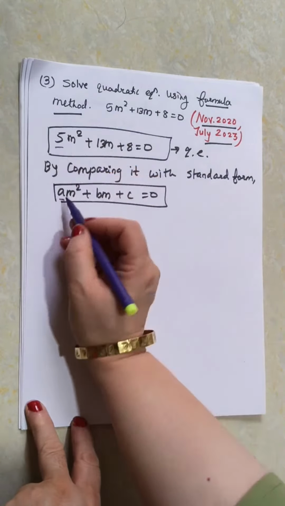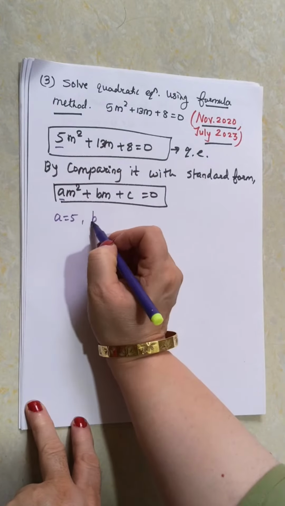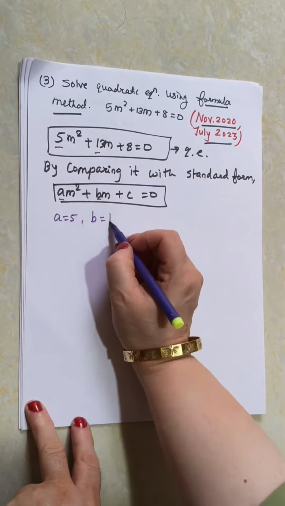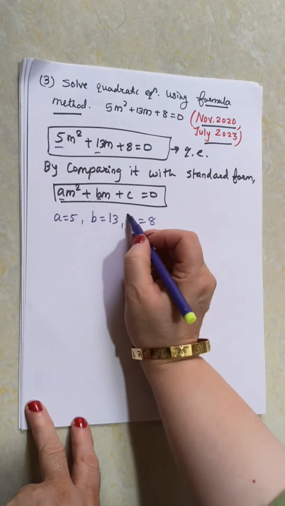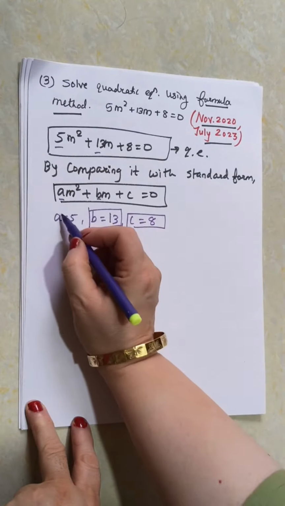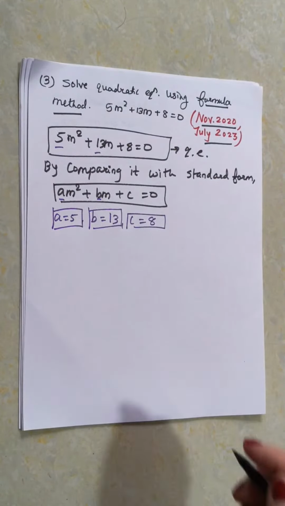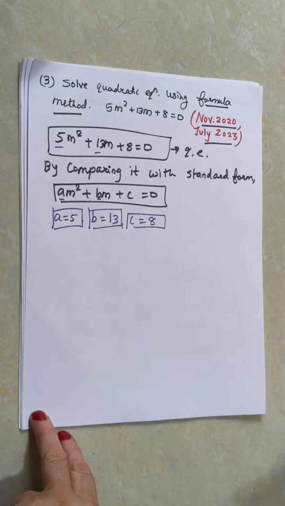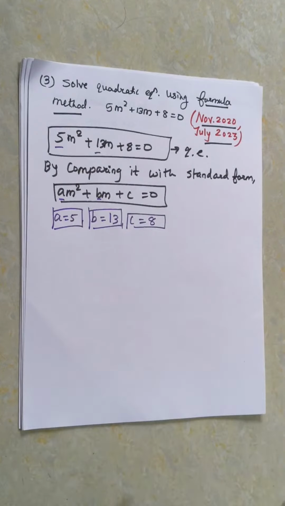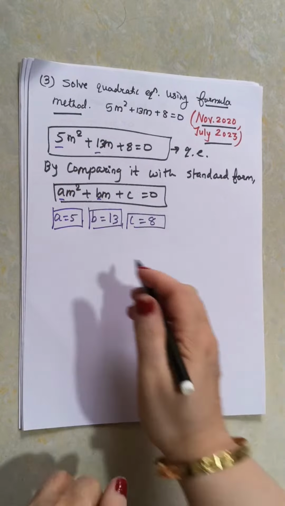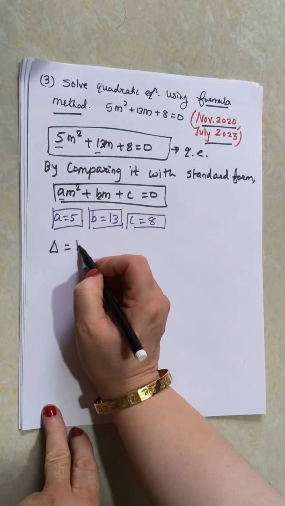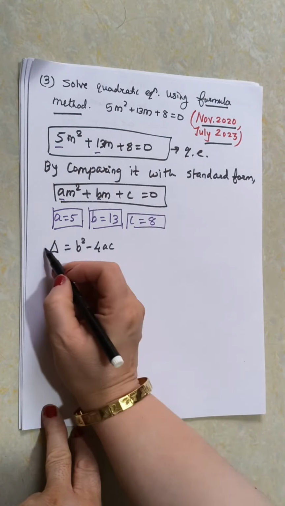A is 5, B is 13, and C is 8. So here I got all three, A, B, C. Now let us use the formula of discriminant delta. So what is the formula? Now let us write the formula of discriminant delta. Delta is equals to b square minus 4ac.